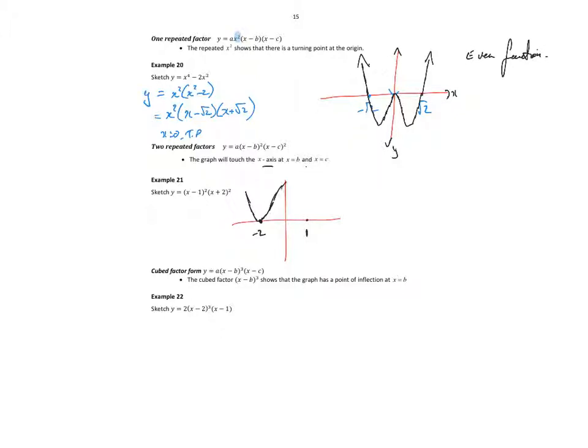We can work out our y-intercept. Turning point comes up. Okay, so check the y-intercept. X is equal to 0. We get y equals negative 1 squared times 2 squared, which is equal to 4.